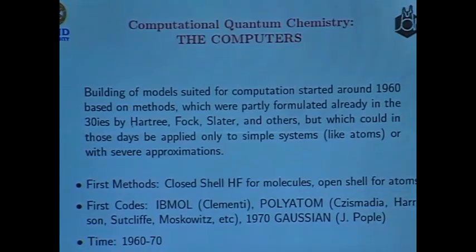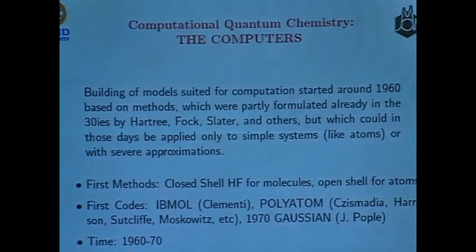We already had methods since the 30s, Hartree-Fock especially, and that was the first one tried. And there were essentially two programs in the beginning, the so-called IBMOL program and Polyatom. IBMOL was by Clementi and his group, at first in Chicago and later at IBM. And then Harrison, Csizmadia, Sutcliffe, and others developed the Polyatom program. They were developed in the early 60s. The Gaussian code came a little bit later.